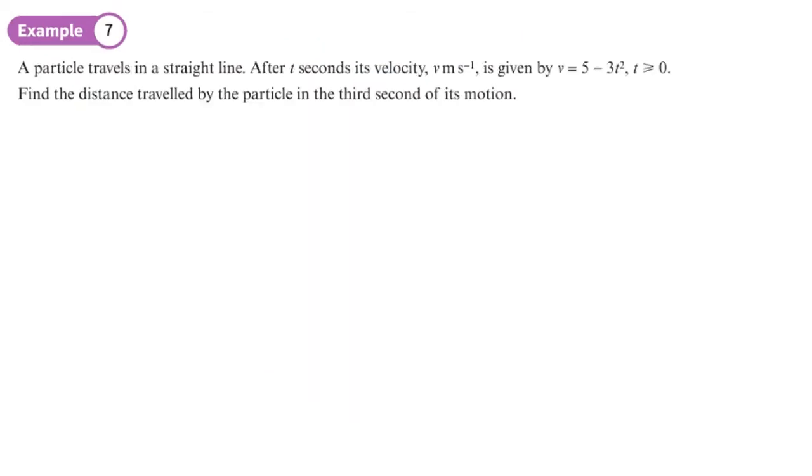Okay, a particle travels in a straight line. After t seconds, its velocity v is given by v equals 5 minus t squared, again where the time is always positive. Find the distance travelled in the third second of its motion. Okay, there's two things I need to point out here.